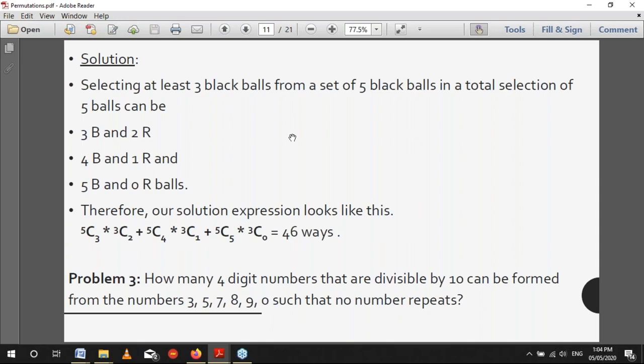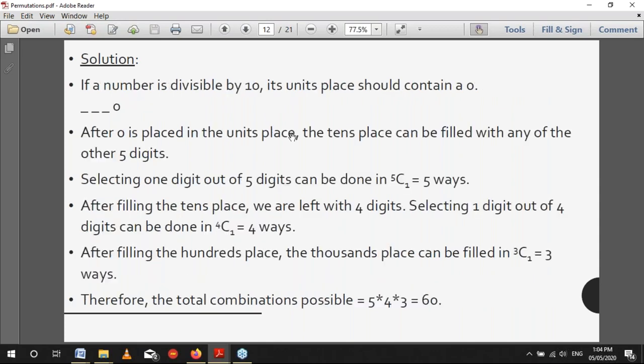If you follow this, we'll be able to achieve something greater later. Then the next one we'll be looking at is: how many 4-digit numbers divisible by 10 can be formed from the numbers 3, 5, 7, 8, 9, 0, such that no number repeats? Before you see the slide, let's try and think how many can be formed. Let me know, because we'll have classwork.